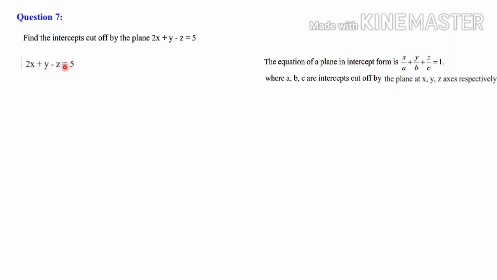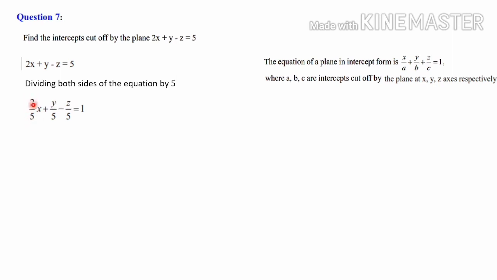On the right side, first of all, we have to make it 1. For that, dividing both sides of the equation by 5, we will get 2 by 5 into x plus y by 5 minus z by 5 is equal to 5 by 5, which is 1. Now we have to make the x, y and z coefficients 1. Here y and z are okay, but for x the coefficient is 2 by 5.